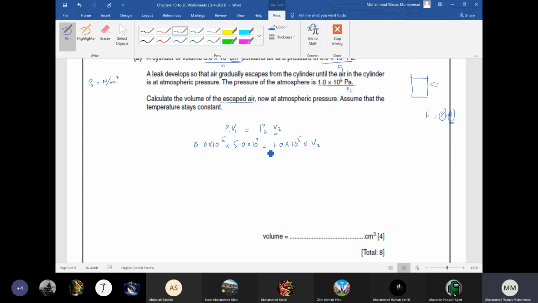That, beta, for a fixed mass of gas, when the volume of the gas is 5.0 times 10 to the power 3 cubic centimeter, its pressure is 8.0 times 10 to the power 5 Pascal. Now, for the same mass of gas, if the pressure is 1.0 times 10 to the power 5 Pascal, what would be the volume of the gas? This is what it means now. Yes or no?